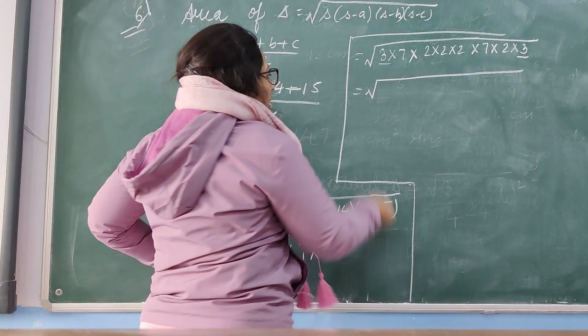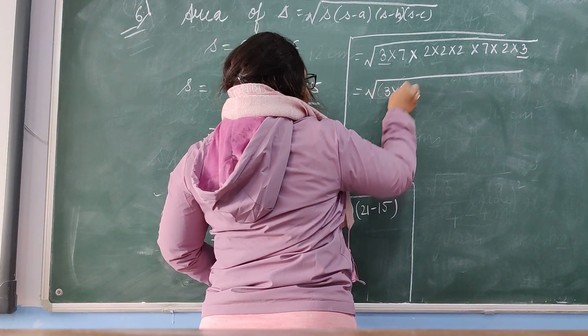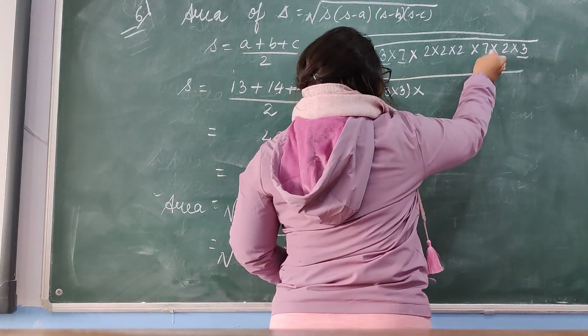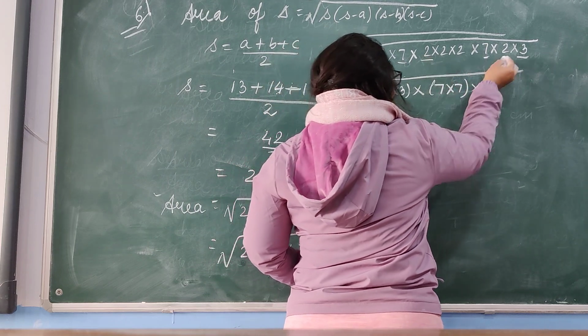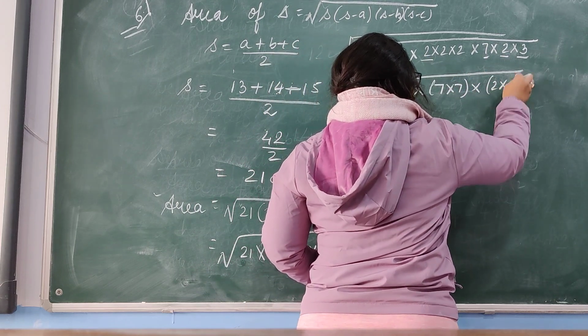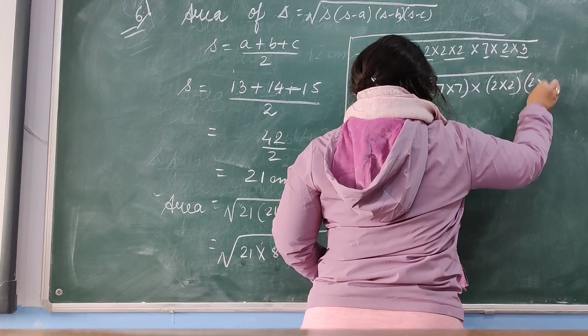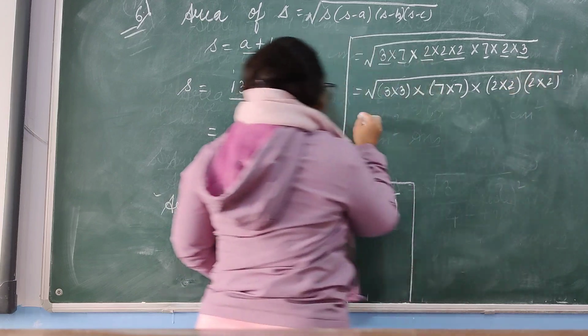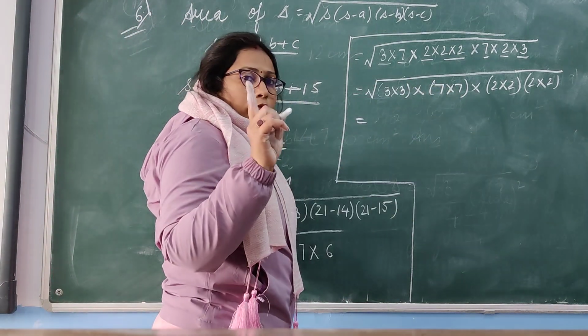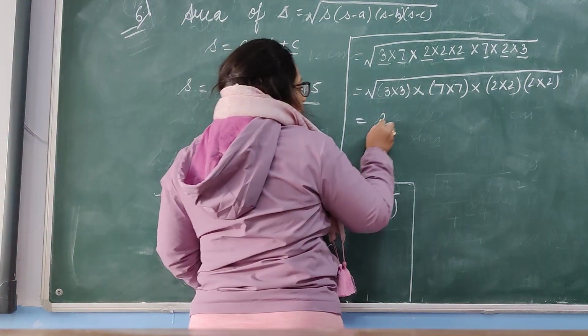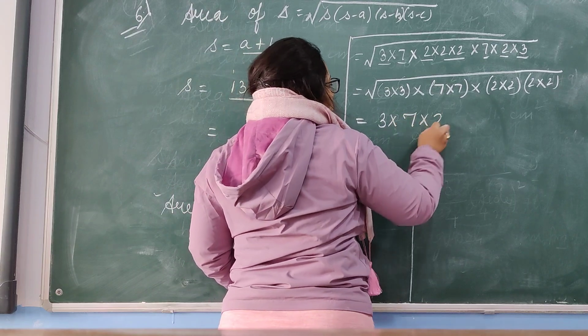Isn't it? Let's write that together. Then we can see there is a pair of 7 also. Then we can see there are 2 pairs of 2. Isn't it? These are the pairs. Now we can take one of the numbers from the pairs out. So we can take this 3 into 7 into 2 into 2.